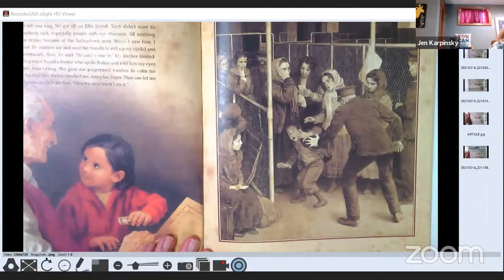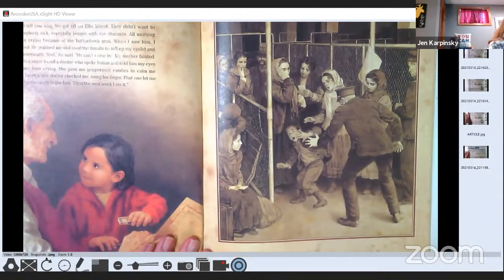My mother fainted. My older sister found a doctor who spoke Italian and told him my eyes were red from crying. She gave me peppermint candies to calm me down. Later, a new doctor checked me using his finger. That one let me pass. I put a candy in the box, and the next week he ate it.